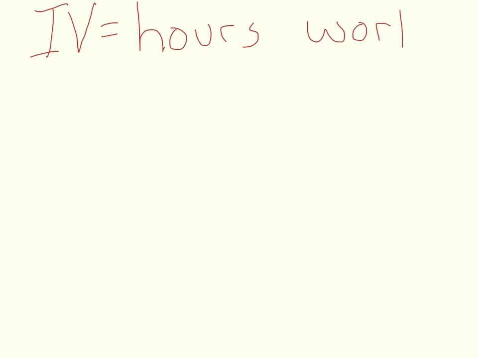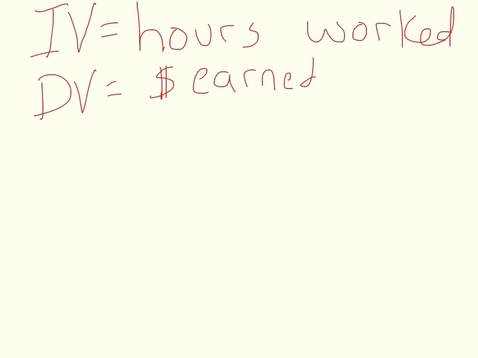So the independent variable is hours worked, because she can work whatever she wants. And the dependent variable is the money earned, because how much money she gets paid all depends on how many hours she works. So money earned is dependent. So that's number 2.